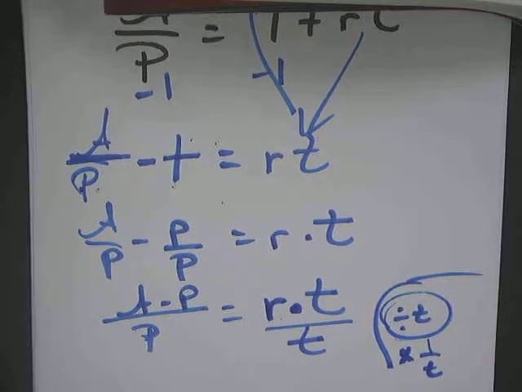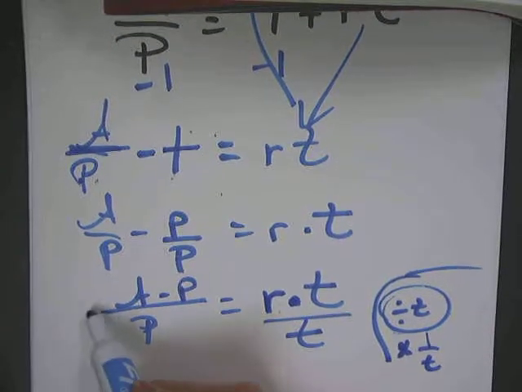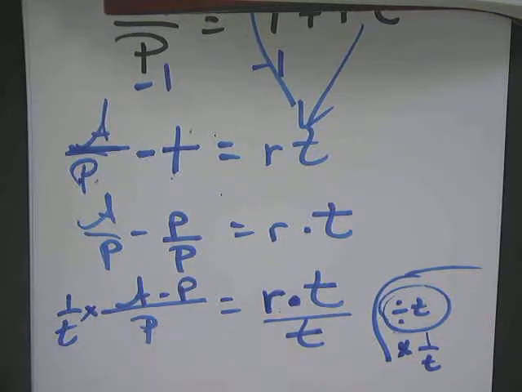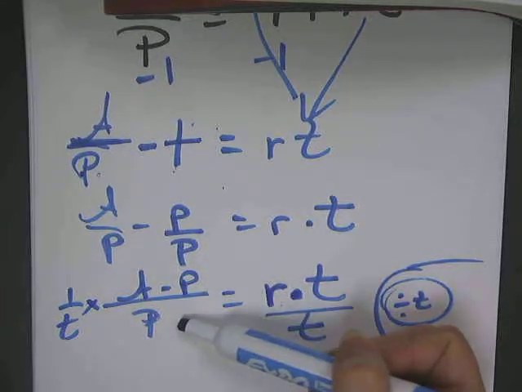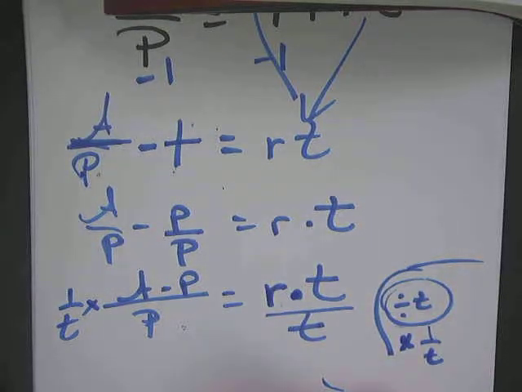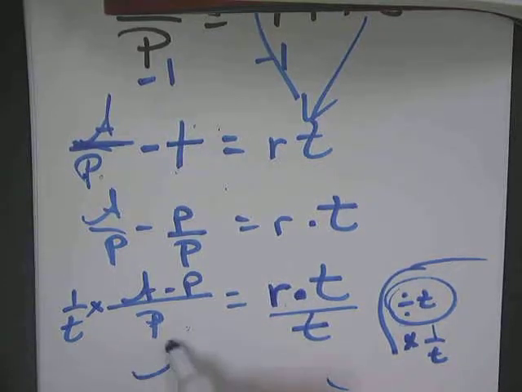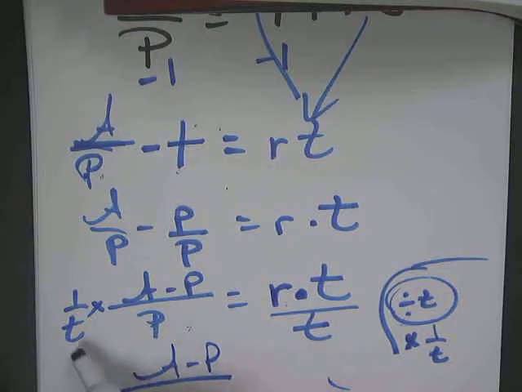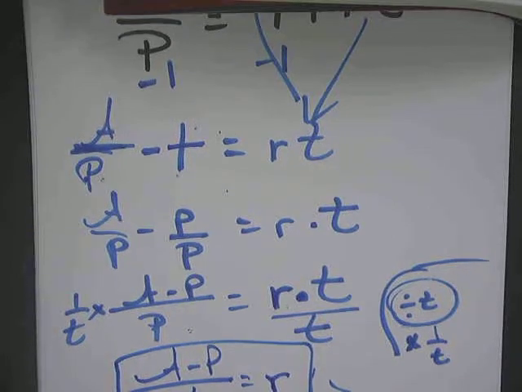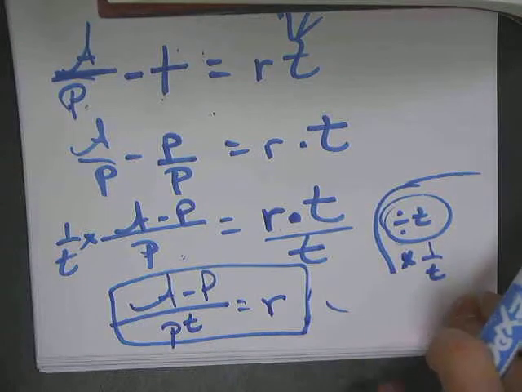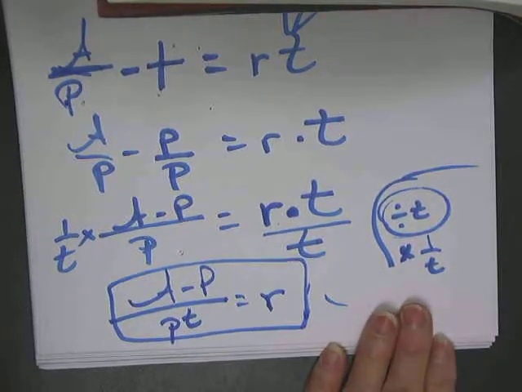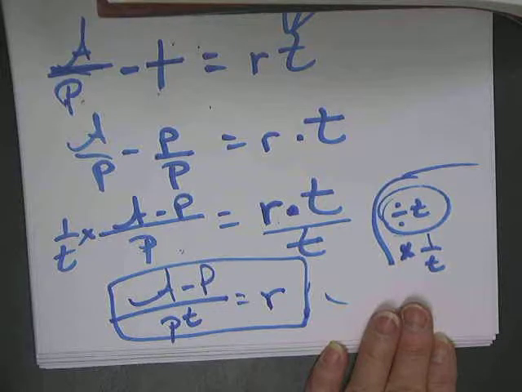Now all you have to do to solve for R is divide by T. Dividing by T is the same thing as multiplying by the reciprocal, right? So multiplying by 1 over T is the same thing as dividing by T. When you divide by T, it's going to put the T on the bottom with the P. So we have A minus P over PT is equal to R.